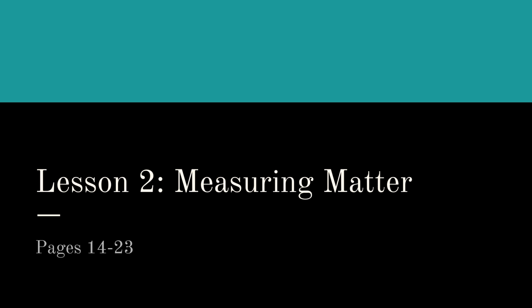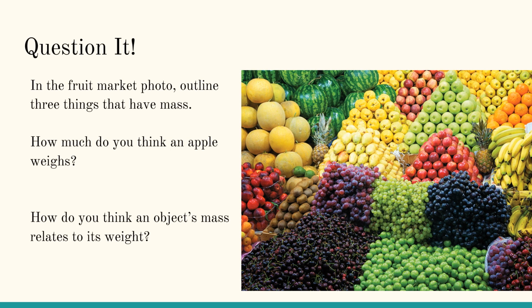Okay, so we are moving on to Lesson 2, Measuring Matter, and Topic 1, Introduction to Matter, found on pages 14 to 23 in your textbook. We're going to start with the question. In the fruit market photo, outline 3 things that have mass. You can circle any 3 things.